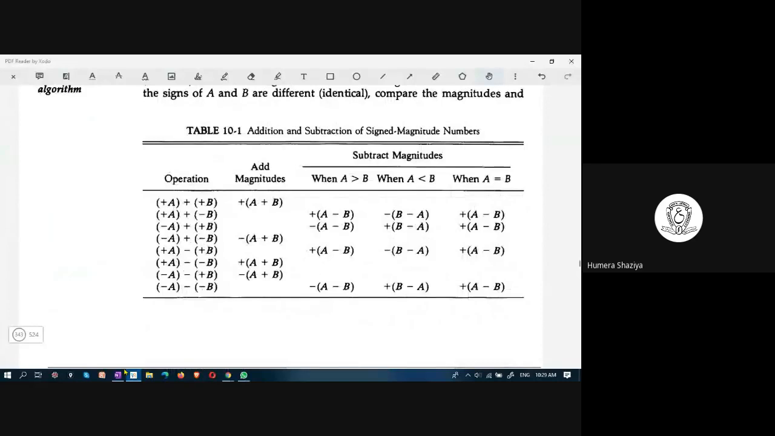Understand this. When you have a plus operation, and both the signs are plus, what do you do? You just perform addition, and the sign of the result is also plus. When you have one number as minus, look here, there are 4 addition operations: between both positive, both negative, and one positive and one negative.